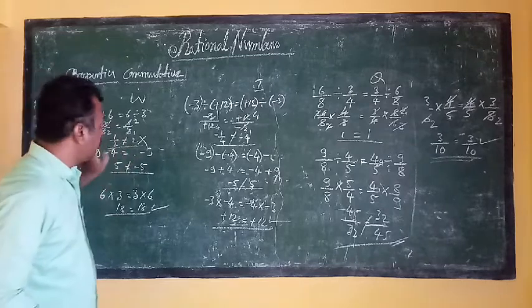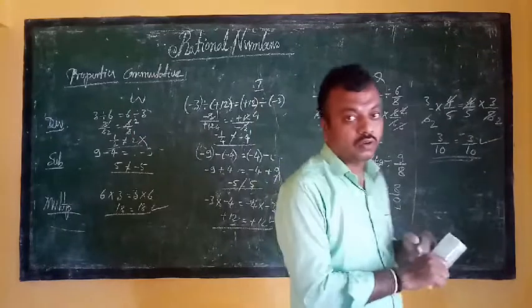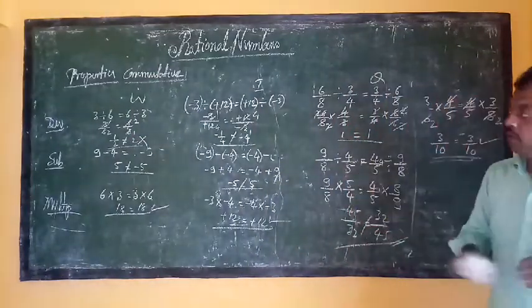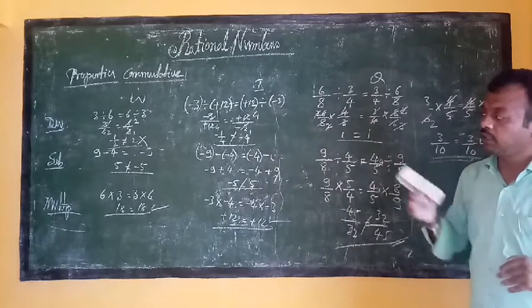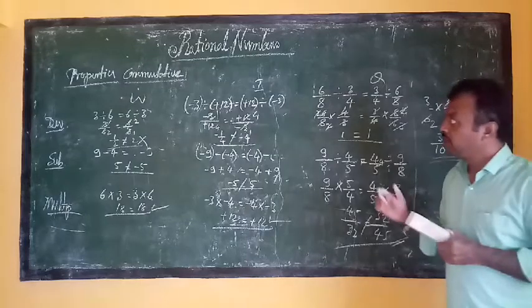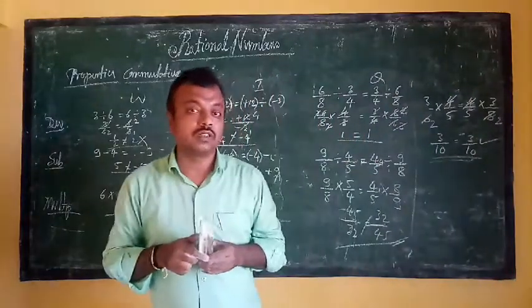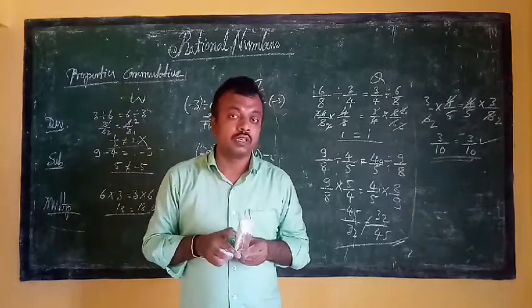Understand? So dear students, in addition all are satisfied, in subtraction none is satisfied, in multiplication all are satisfied, in division none is satisfied. It is only satisfied under addition and multiplication, and not under subtraction and division. Understand students? So like this we have to discuss the properties. In the next classes, dear students, we will discuss the associative property and the distributive property. Thank you students.